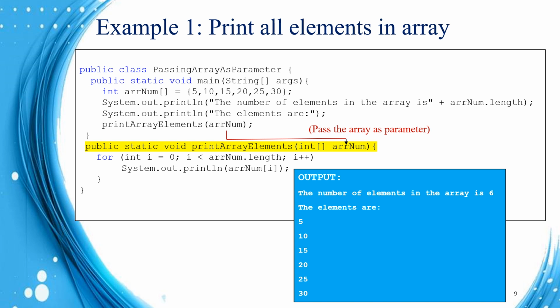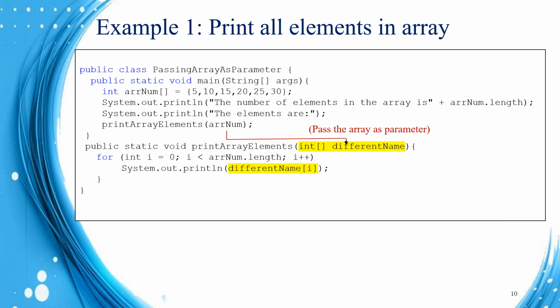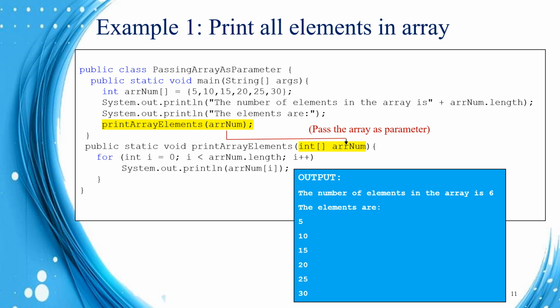In our code, we have a method called printArrayElements that has one formal parameter type int, and it is an array called arraynum. Here, we can call it a different name if we want. It does not have to be arraynum. For example, here, I have changed the array name to a different name and the type is still int. To call the method printArrayElements, within the main method, we will write the name of the method printArrayElements. Then, as it has one formal parameter, we will pass the array to the method.